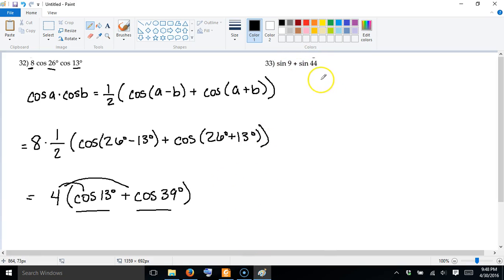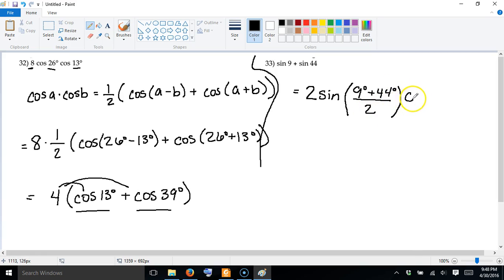So this right here ends up equaling 2, because that's part of our identity, 2 times sine of our first angle plus our second one divided by 2 times cosine, because 2 sines added together give us this identity. It gives us the 2 sine of first angle plus second angle over 2 times cosine of second angle minus the other angle over 2.